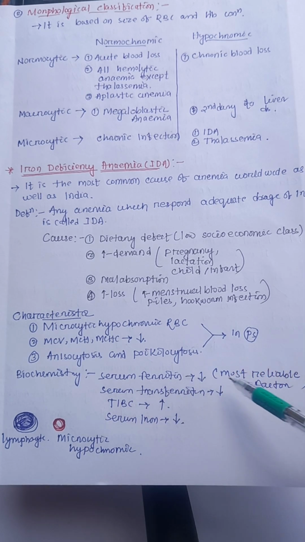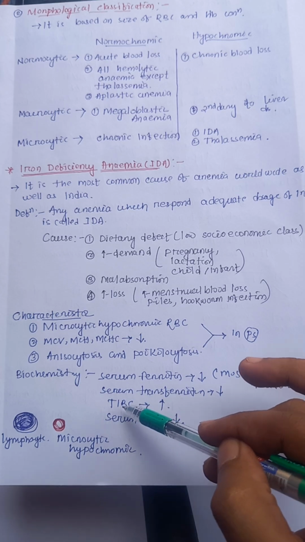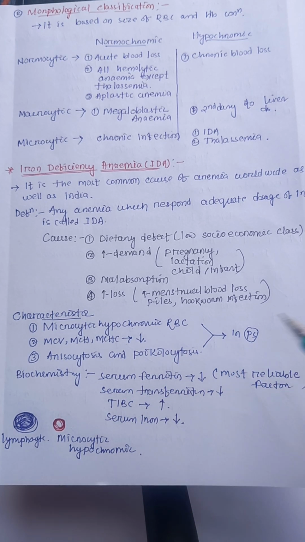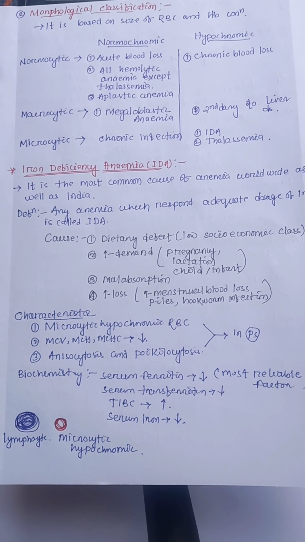Biochemistry findings: serum ferritin level will decrease, serum transferrin level and TIBC, total iron binding capacity, will be increased, and serum iron is decreased. The most important reliable indicator is serum ferritin, which is the storage form of iron. And this is the lymphocyte and the microcytic RBC, where the microcytic hypochromic RBC is present in IDA.